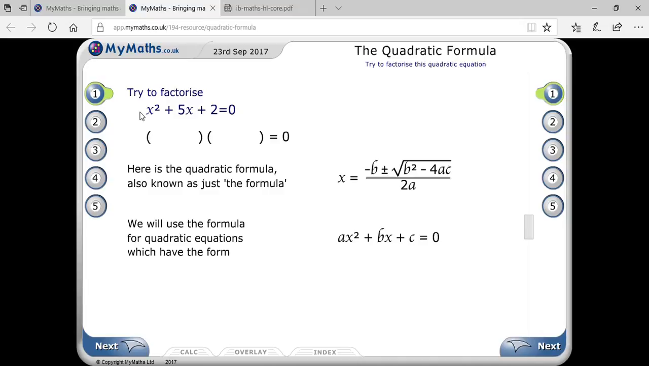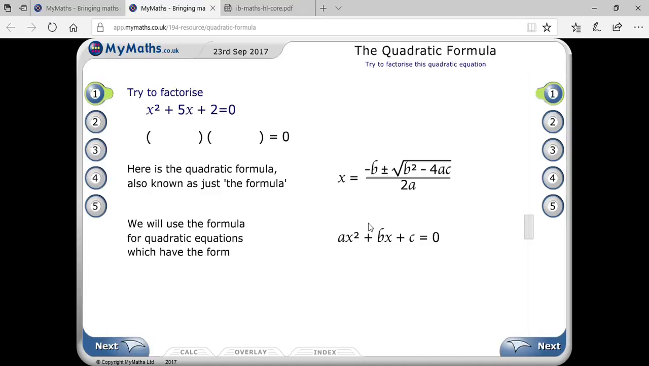Secondly, the coefficient of x will be your b. Here you can see that b is 5. And the coefficient of c, the constant term, will be your c. So when you get the values of a, b and c, you can plug these values into your quadratic formula, simplify, and you will get your values of x.